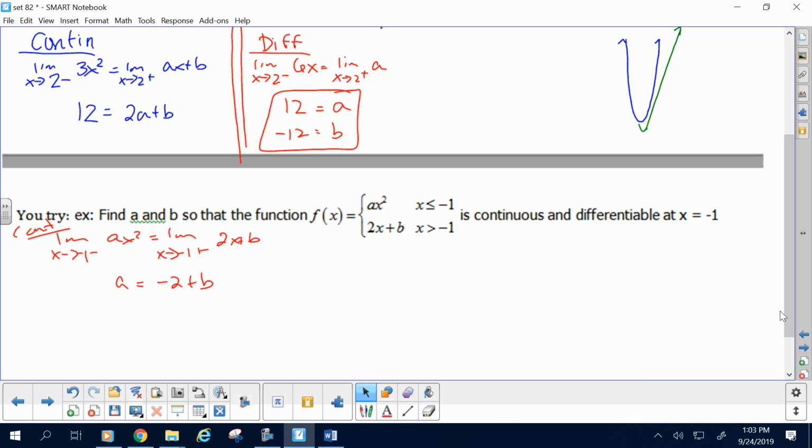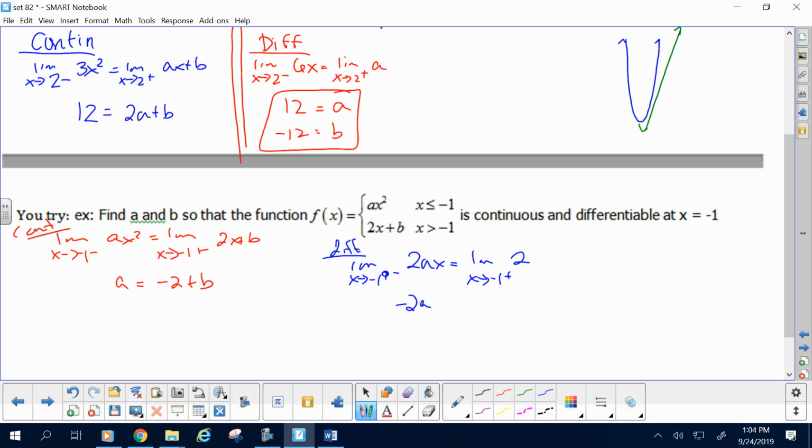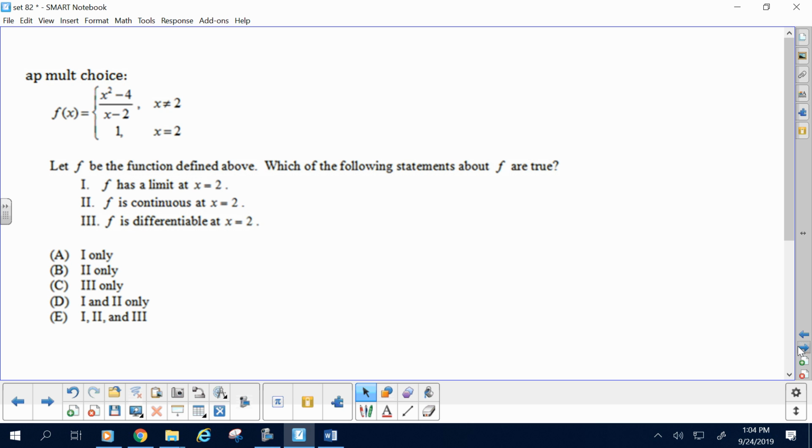From continuity, and from differentiability, did you get that the limit as x approaches negative 1 from the left is 2ax, and that equals the limit as x approaches negative 1 from the right, which is 2? So negative 2a equals 2. So a is negative 1, and b is 1. Yes? Success? Okay.